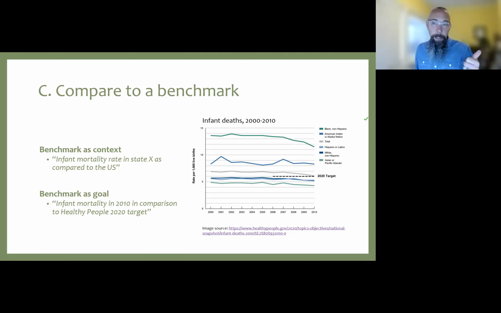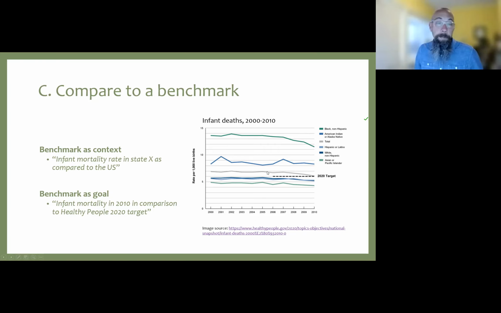So we talked about an approach where we chose a single number to tell a story, and an approach where we compared 2 numbers to tell a story. What if we want to compare to a benchmark? A benchmark might be context, like the infant mortality rate in state X as compared to the US average overall, or it might be a goal, like infant mortality in 2010 in reference to the Healthy People 2020 target. So that's what we have in this plot, which is again from CDC.